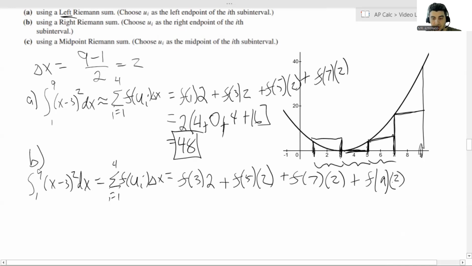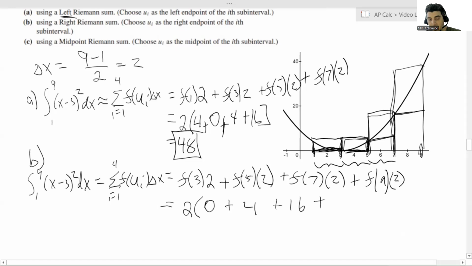In this case, the right endpoint is going to yield different rectangles. The first rectangle is going to have a height of 0. The second rectangle is going to be there. The third rectangle is there. And the last rectangle is going to stick out over like that. Again, all of them are multiplied by 2, so we could factor out a 2 and then get the function values. f of 3 is 0, f of 5 is 4, f of 7 is 16, and then we have f of 9, which is 36. Add them up, multiply by 2, and you get 112.